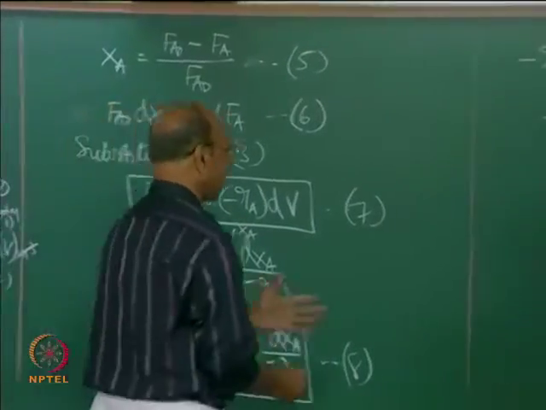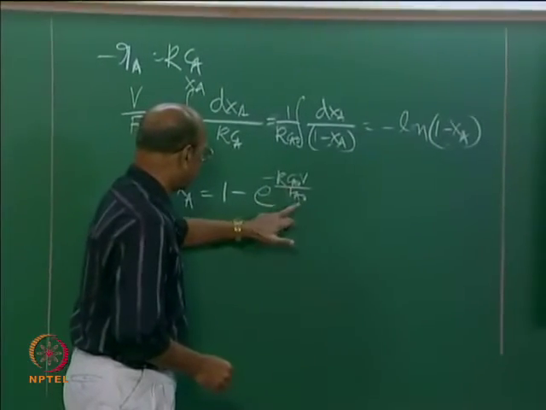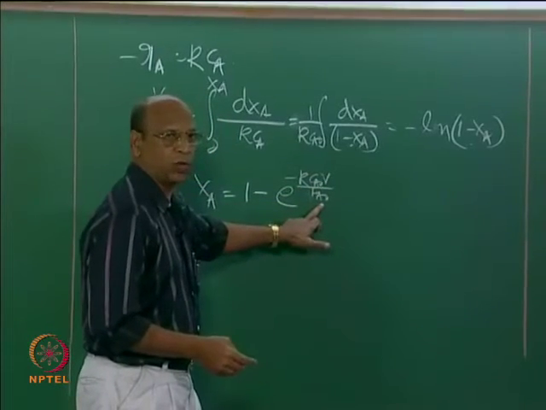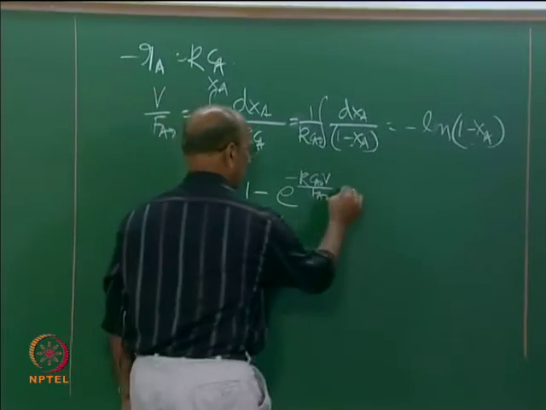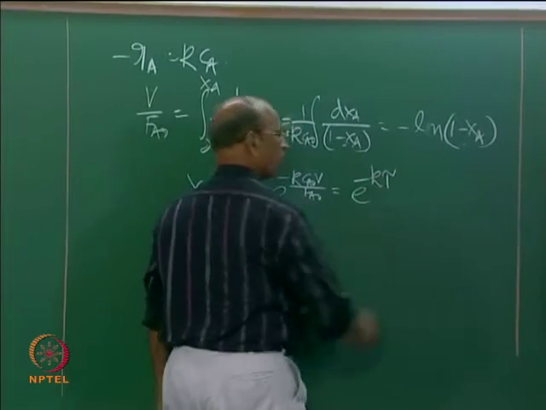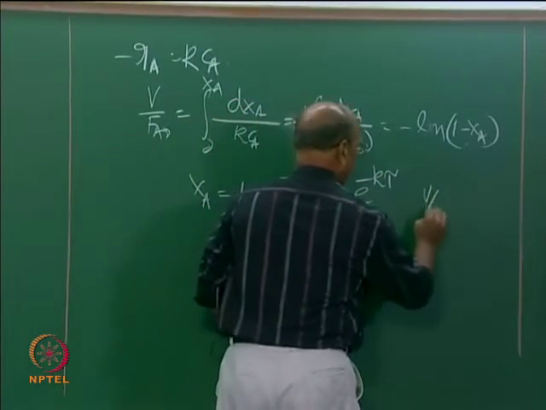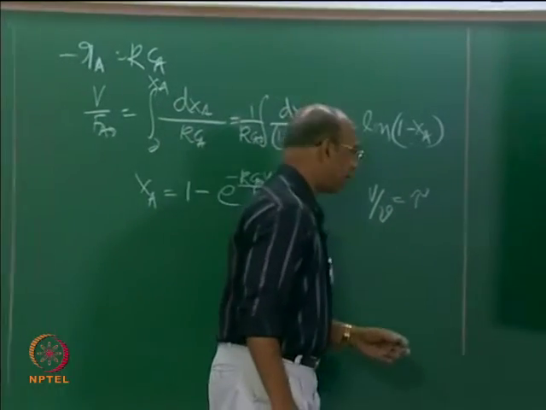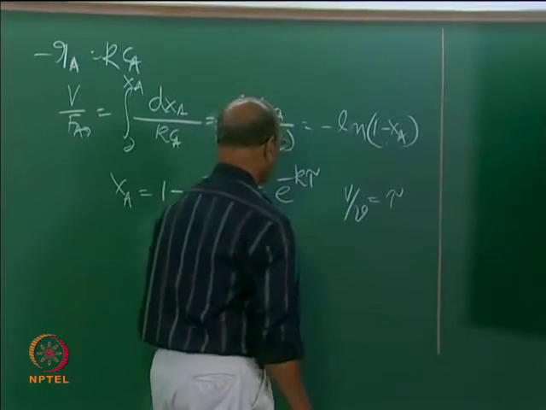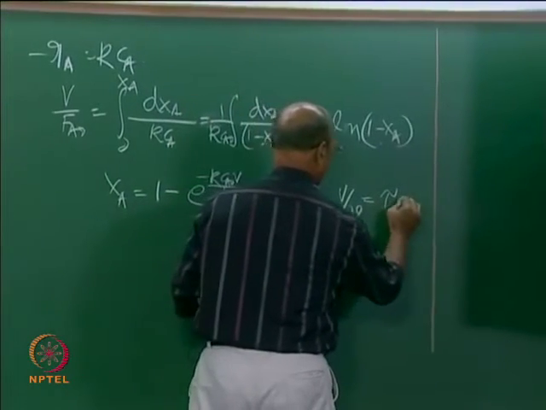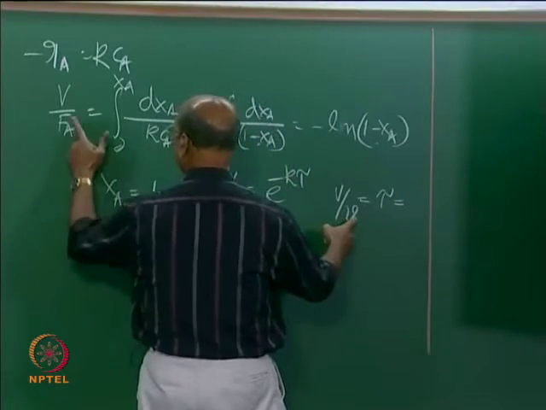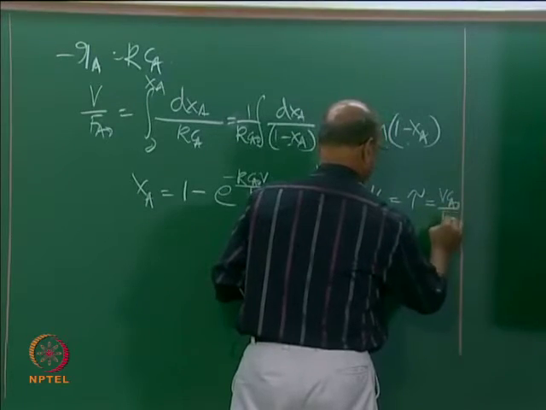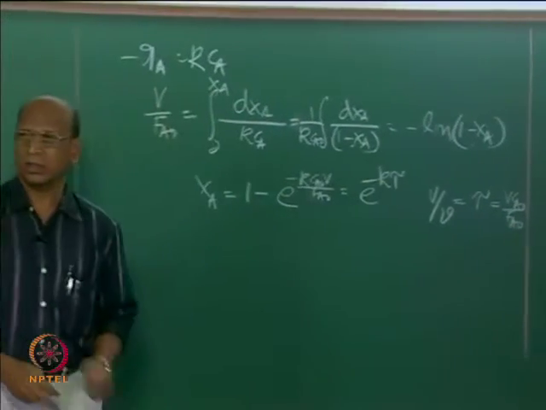So if I divide by Ca naught, then F A naught by Ca naught gives the volumetric flow rate, and V by that gives tau, so it becomes K into tau. So this will be e power minus K tau, where tau is defined as volume by volumetric flow rate. Are you able to see here? In terms of the earlier form, this is V C A naught by F A naught.